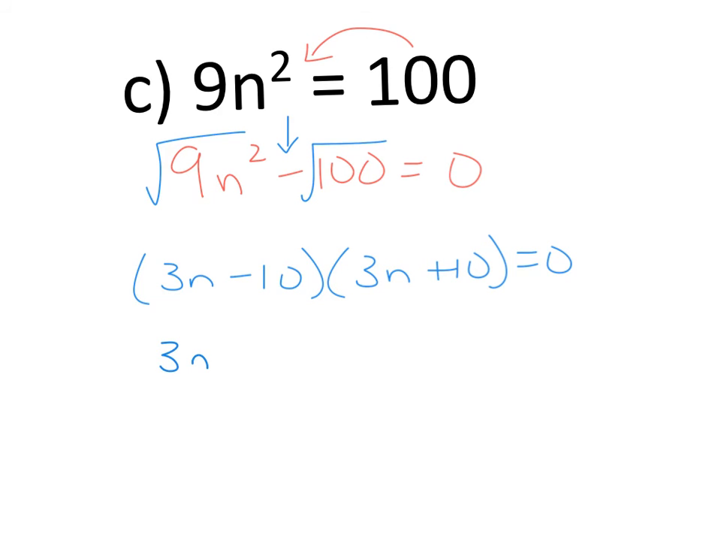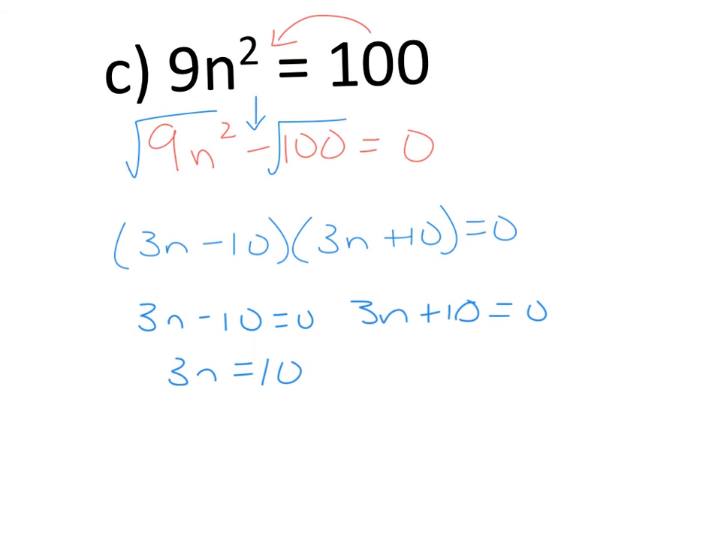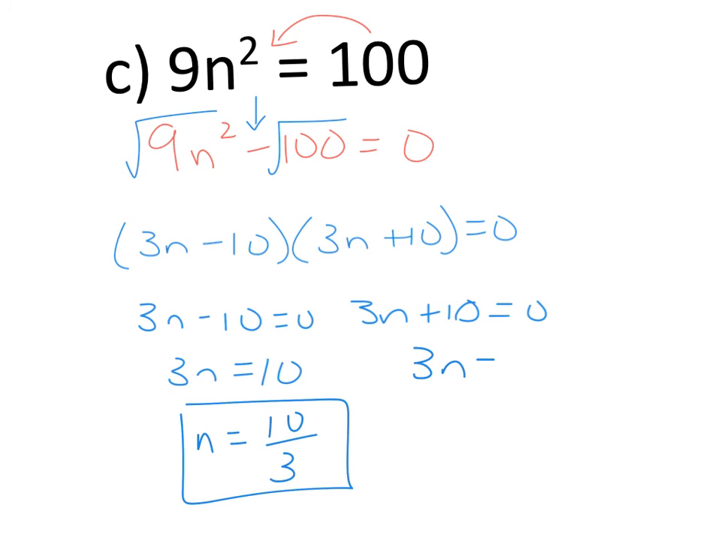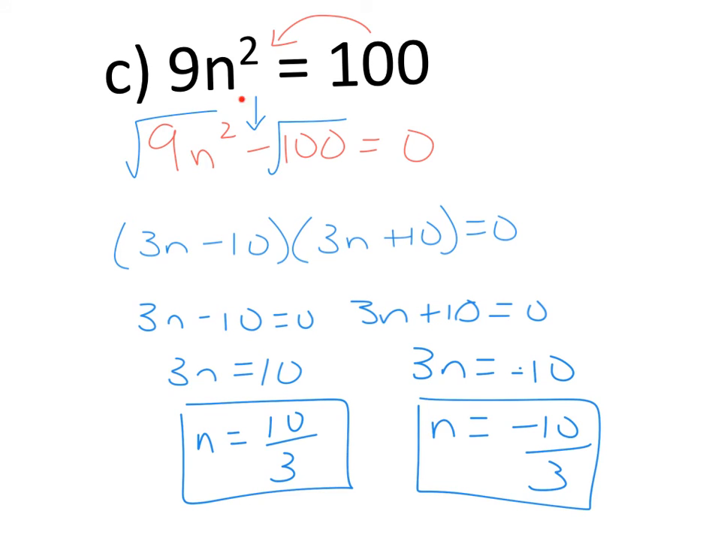So now take each factor and set each one equal to 0. Okay, so I'm going to add the 10 over on this first one, and then I'm going to divide by 3, so n equals 10 thirds. There's one answer. Okay, on the second part here, I'm going to subtract the 10 over, and so I'm going to get 3n equals negative 10, and then I'm going to divide all the parts by 3, and I'm going to get n equals negative 10 thirds. Okay, so again, this exponent right here was squared. It told me I should have 2 answers, and in this case, my answers are 10 thirds and negative 10 thirds.